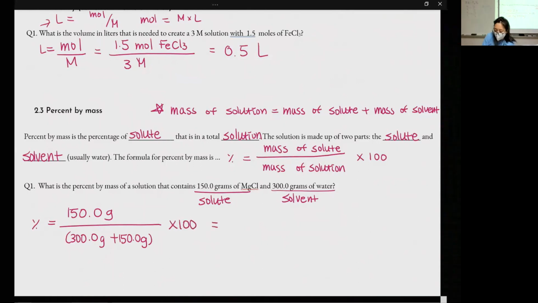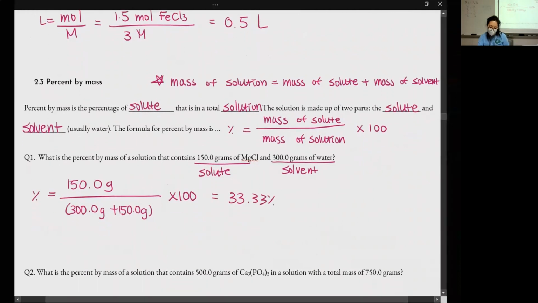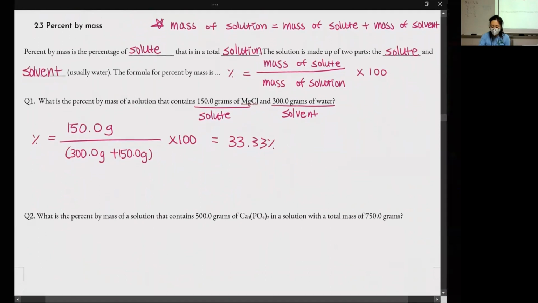And the reason why I added those two was because 300 grams of water was the mass of the solvent only. So 150 divided by 300 plus 150 times 100 is equal to 33.33%. Okay, so I think that's how you would solve this question.